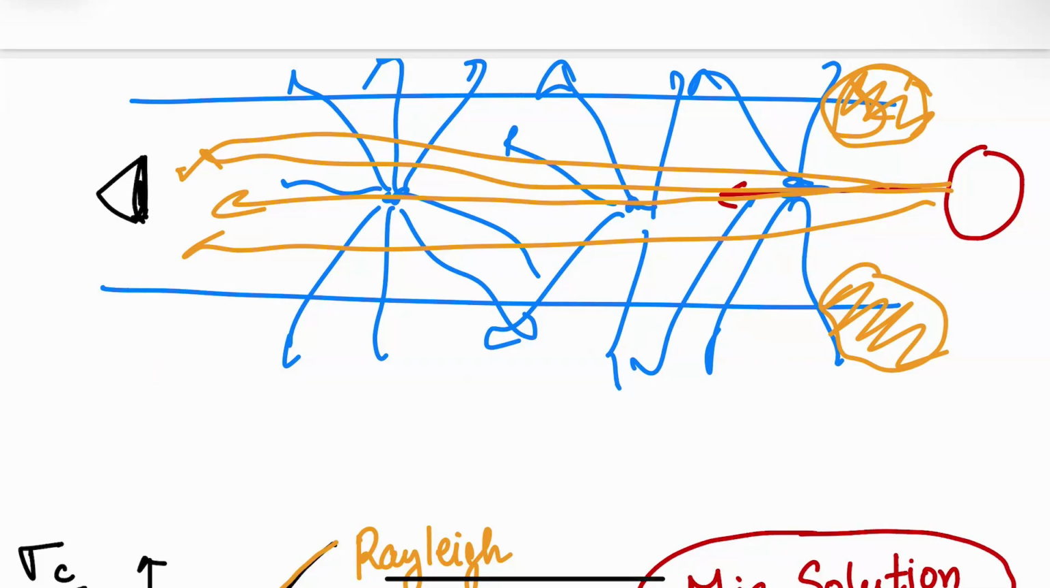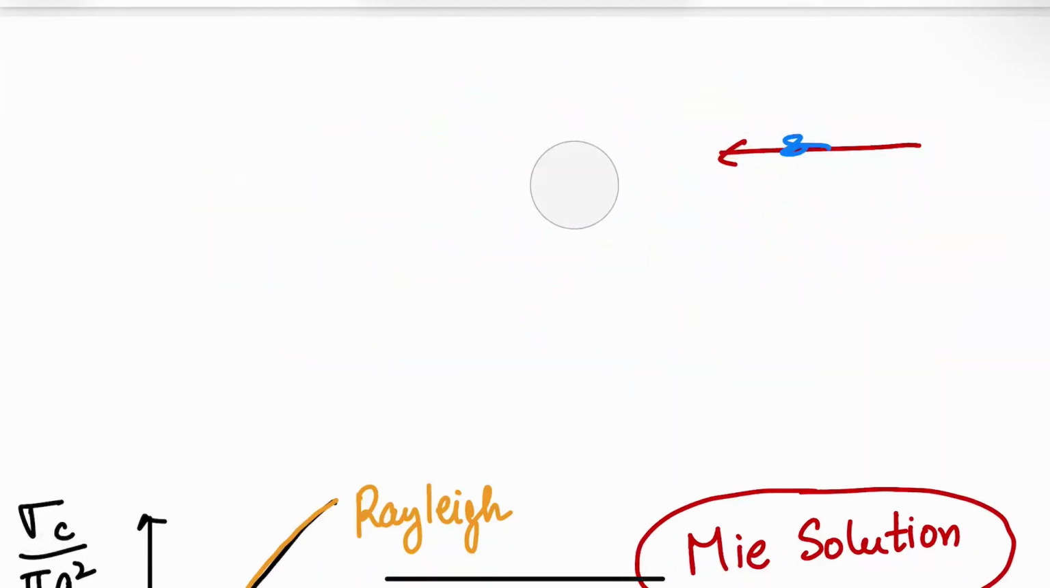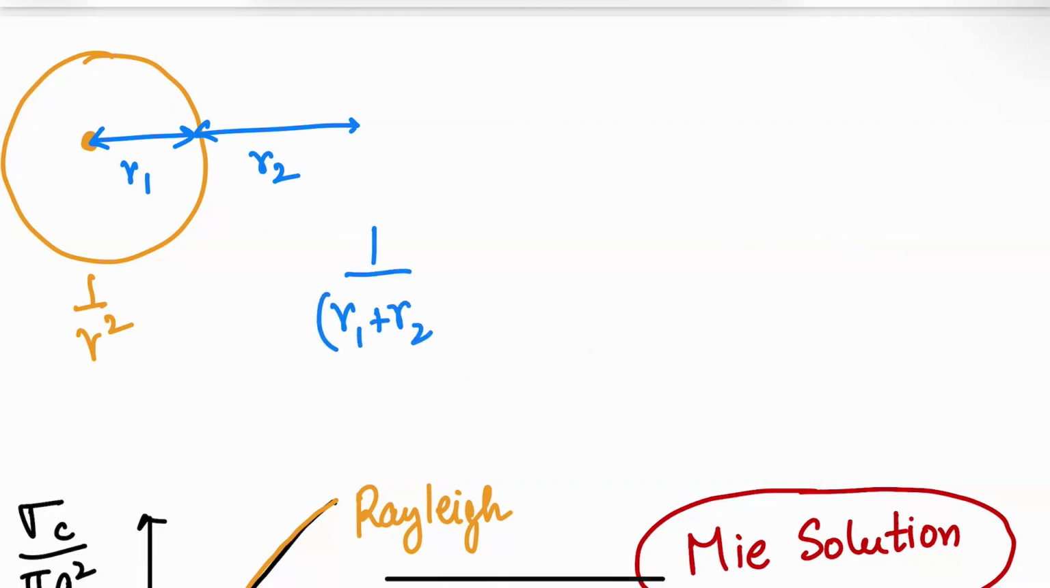Okay, so for example, if you just take a simple example, so let me actually erase this as well. So if I have some scatterer that scatters some waves, this scattering is at 1 over r square dependence, right? That's the power that's being scattered. At a distance of, let's say, r1 plus r2, this one's power becomes 1 over r1 plus r2 square.